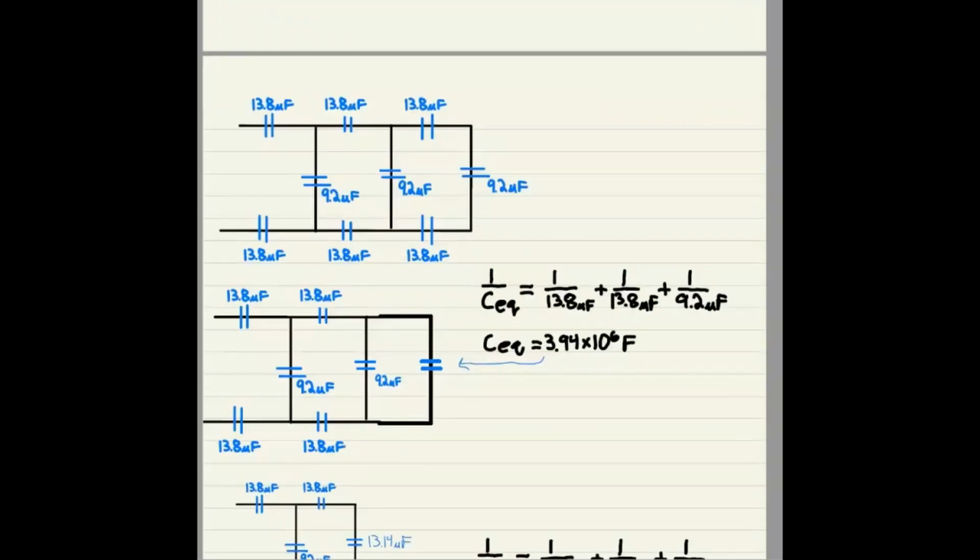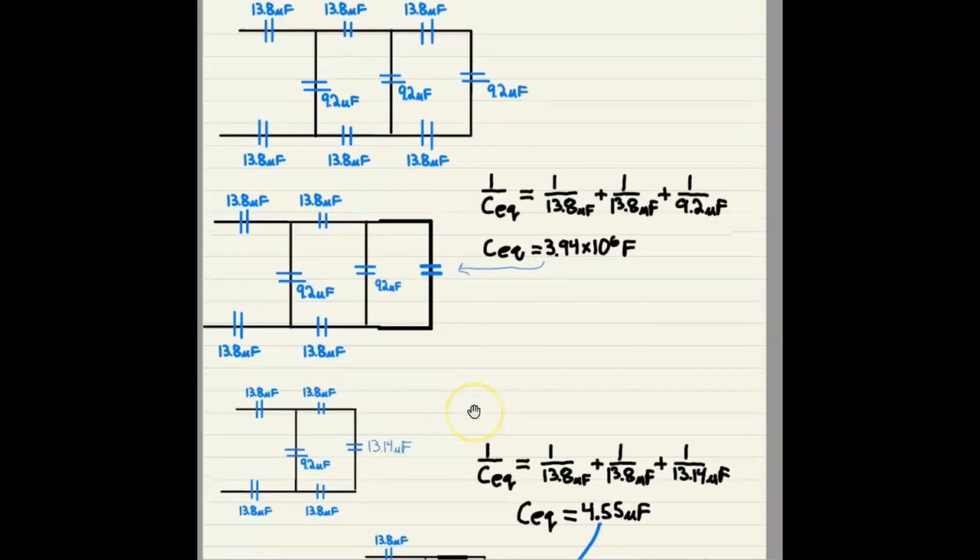In order to get the equivalent capacitance, I need to redraw the picture many times until I'm left with just one capacitor. So this was the initial diagram. This is the initial picture, and we want to find the equivalent capacitance. I notice that these 3 capacitors are in series, so I can replace these 3 with an equivalent capacitor. 1 over CEQ equals 1 over 13.8 plus 1 over 13.8 plus 1 over 9.2, and that tells me that the equivalent capacitance is 3.94 times 10 to the negative 6 farads. And this one capacitor is equivalent to these 3 series capacitors.